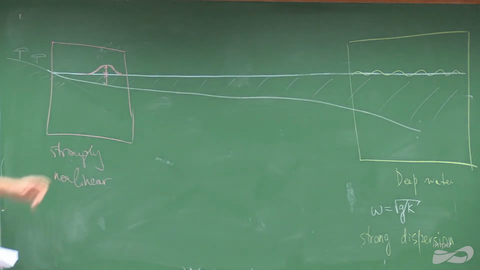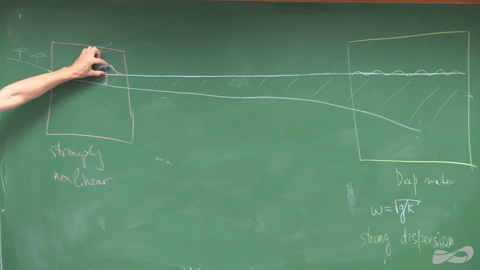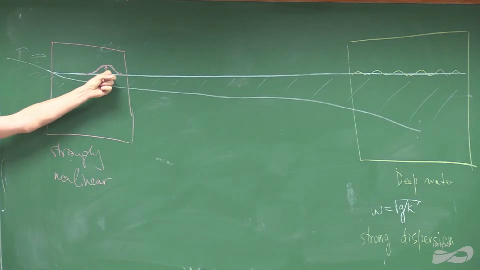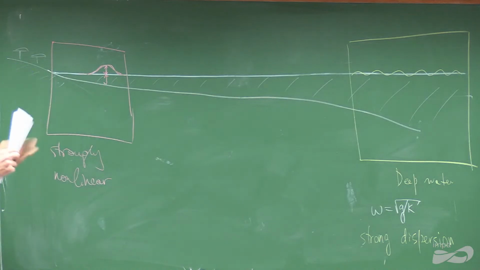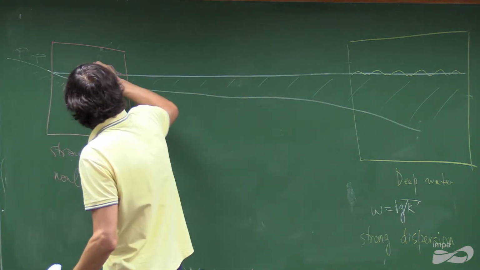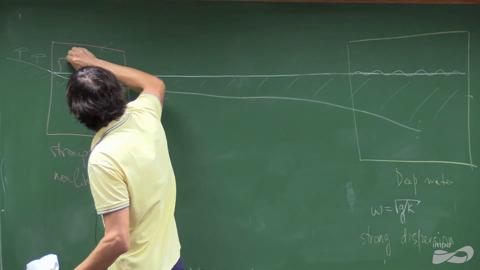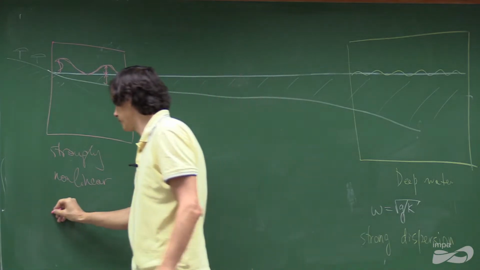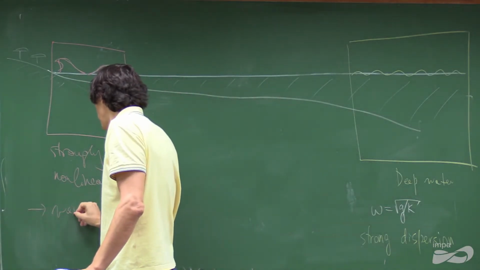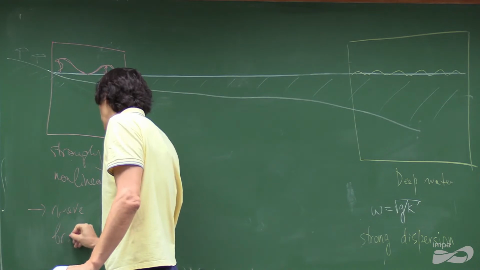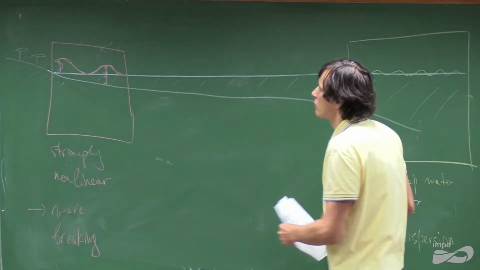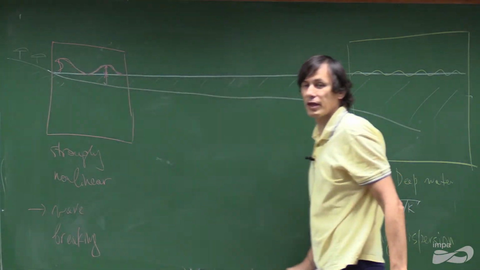Remember, linear in this case means that the amplitude should be much smaller than the depth. So it's strongly nonlinear, and what happens is that nonlinearity starts to break the wave. This is exactly what happens at the beach. The wave breaks. The wave breaking process is very complex, but the initial phase, the initial inclination, we already covered with the Burgers equation.